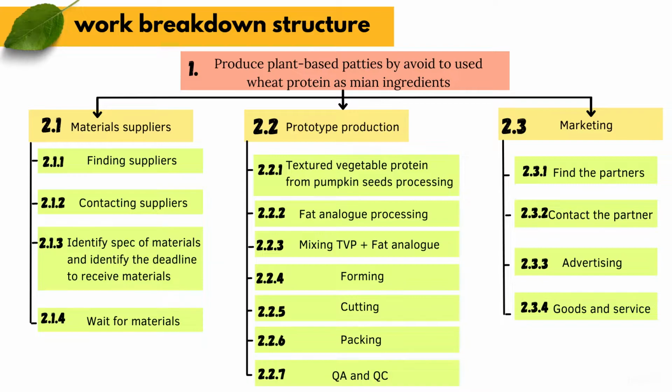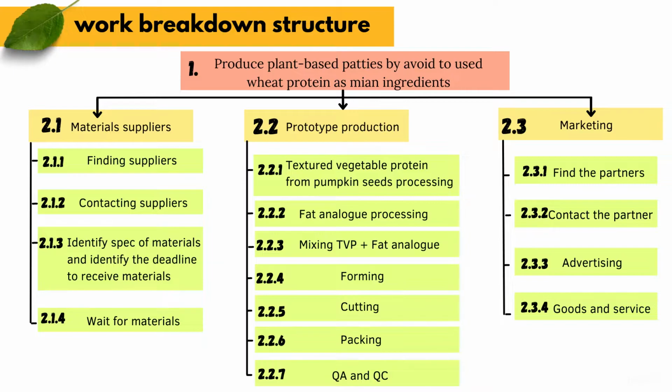The first part, material supplier, includes finding supplier, contacting supplier, identifying the raw material, and identifying the deadline to receive raw material, then waiting for the raw material. In order to have enough items to continue, if the supplier cannot send enough items by the deadline, we can find another supplier to supply in time, without affecting the other major activities.